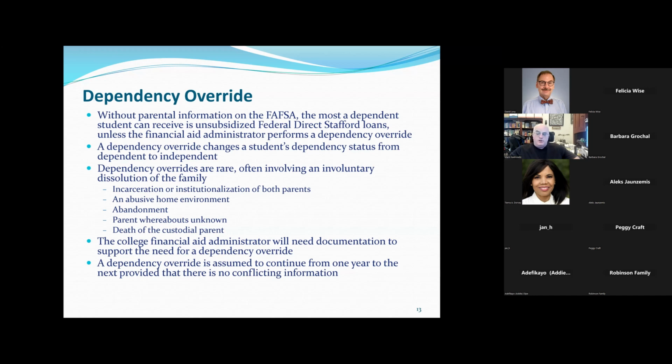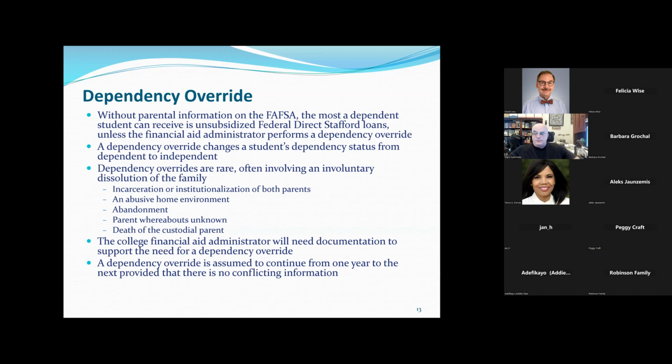This could include incarceration or institutionalization of both parents, an abusive home environment, abandonment, parents' whereabouts unknown, death of the custodial parent, often in combination with the other parent has abandoned them or their whereabouts are unknown. The student will need to provide independent third-party documentation, such as reports from police or law enforcement and the courts, letters from clergy, school counselors, social workers, and others who are familiar with the student's situation.